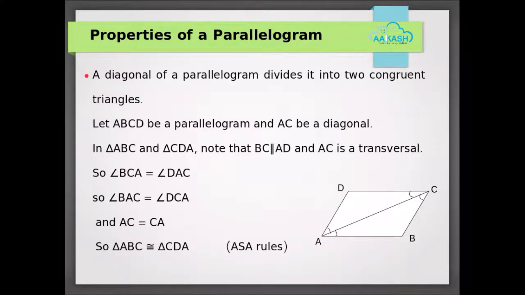Properties of a parallelogram. A diagonal of a parallelogram divides it into 2 congruent triangles. In the figure, ABCD is a parallelogram and AC is a diagonal. In triangle ABC and triangle CDA, note that BC is parallel to AD and AC is a transversal. So angle BCA is equal to angle DAC. Angle BAC is equal to angle DCA and AC is equal to CA. So triangle ABC is congruent to triangle ADC. So it is the ASA rule.